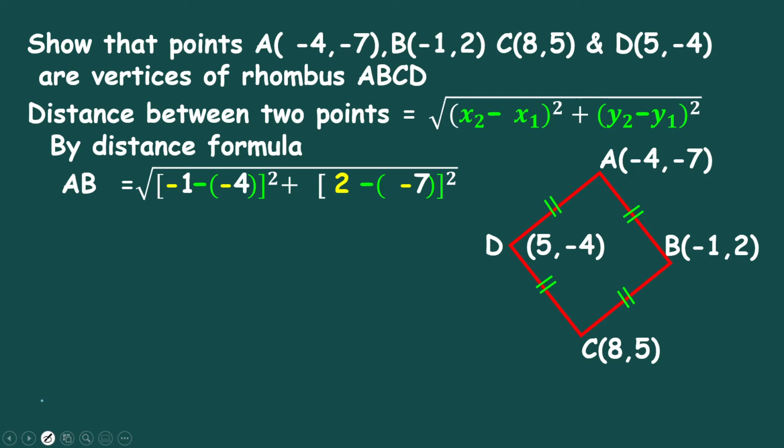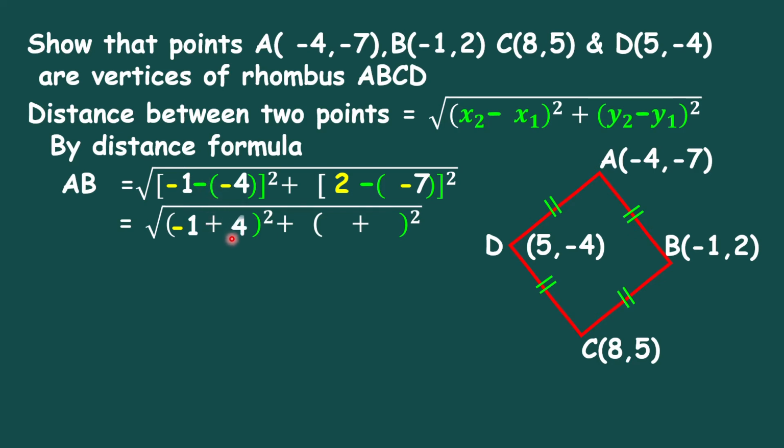Now we simplify this. AB is equal to root of -1 as it is. We know that multiplication of same sign is always positive. Therefore, minus into minus becomes +4. Bracket square plus 2 as it is. Here also the multiplication of same sign is always positive. Therefore, +7 bracket square. Here 1 has a negative sign and 4 has a positive sign.